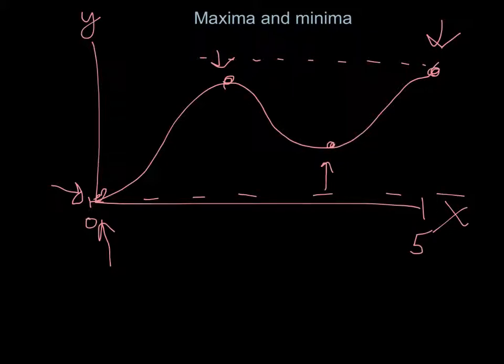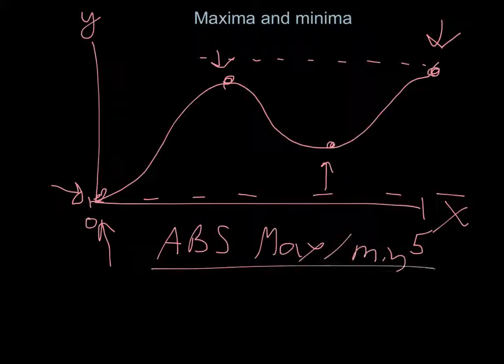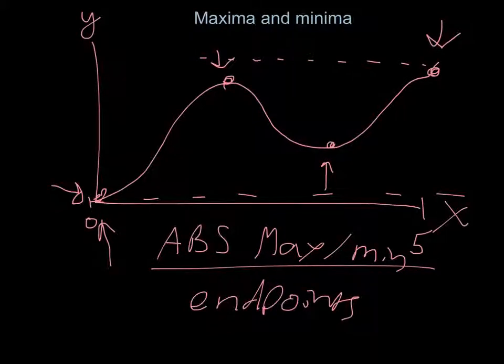So the important thing here is for absolute max or minima, you need to check the endpoints as well. Because here, if you didn't check the endpoints, you would call this one your absolute maxima and this one your absolute minima, but it's actually this and this. So check the endpoints, check them before you claim a point is an absolute maximum or minima.